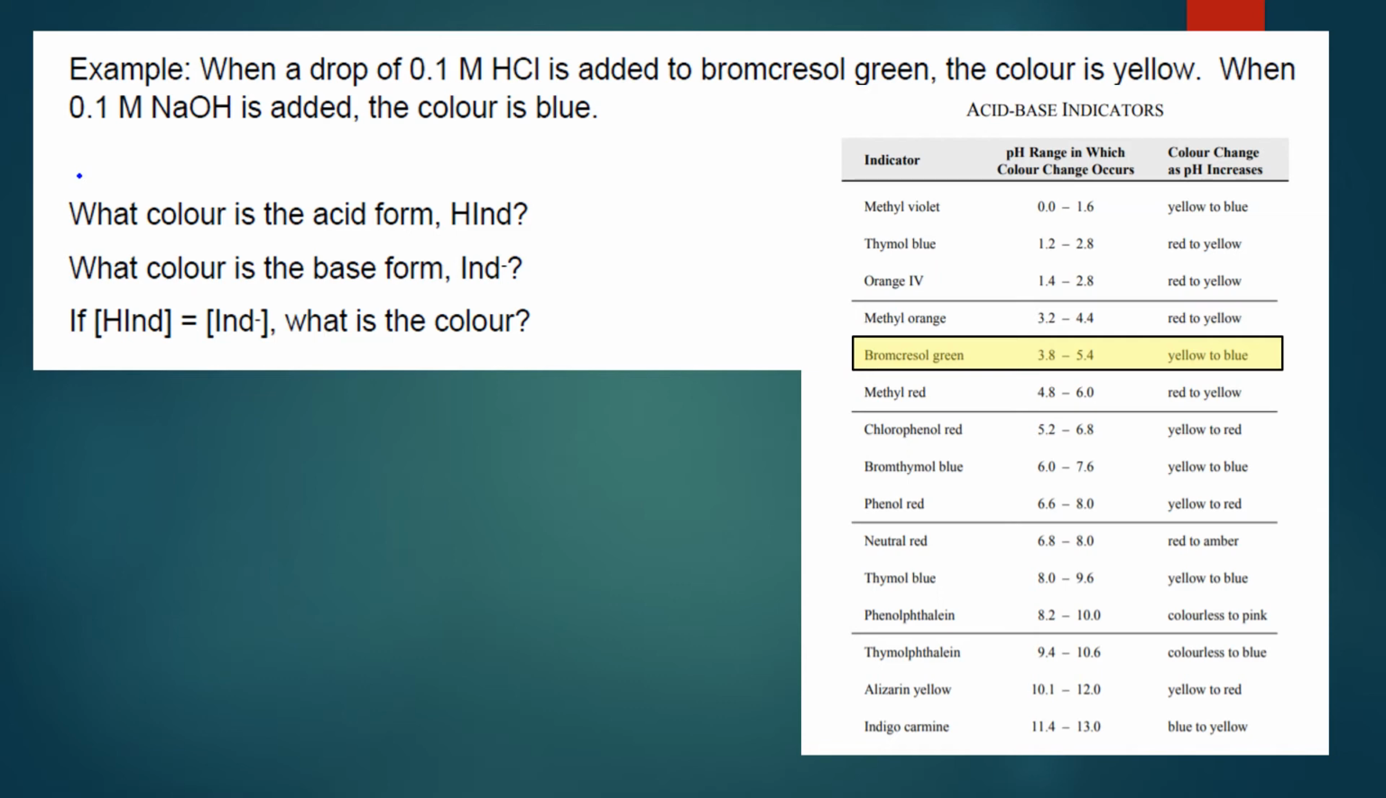And then finally, the last question here is our finger painting color. If we have equal concentrations of the acid form and the base form, what is the color? If we mix yellow and blue together, we get green. So the last solution is going to be green.